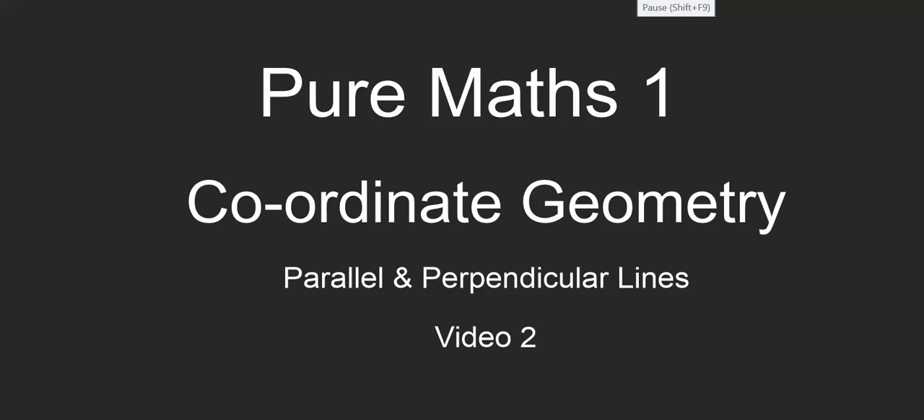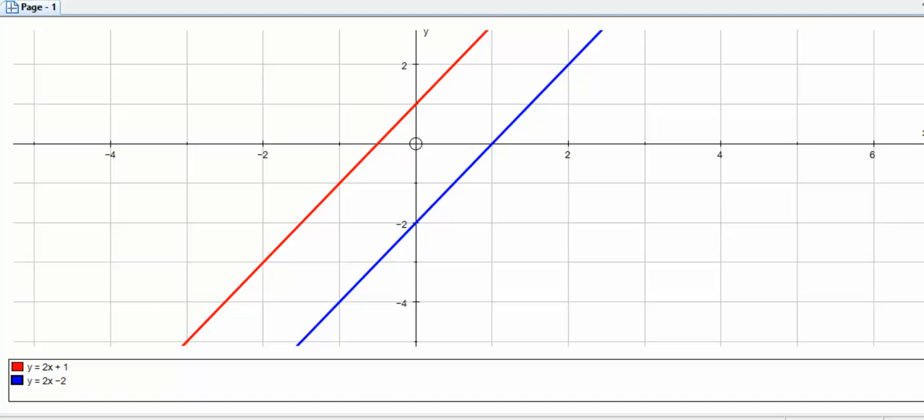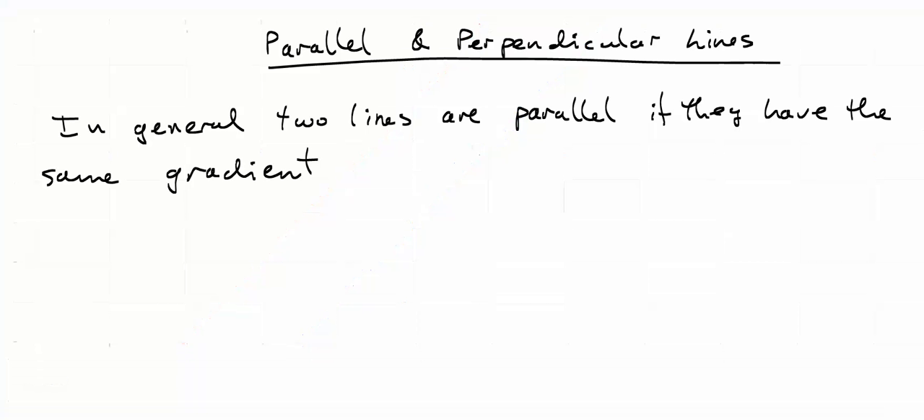This is the second video on coordinate geometry, and in it we'll be looking at problems involving parallel and perpendicular lines. These are two parallel lines. The red one has the equation y equals 2x plus 1, and the blue one has the equation y equals 2x minus 1. They have the same gradient. In general, two lines are parallel if they have the same gradient.